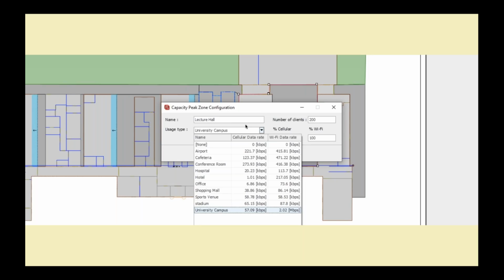Okay, thank you. So again, with the capacity, here it is in iBwave where you can set the usage type. You can customize these, but it helps you determine how many access points you're going to need in this area, or what I call a capacity area.